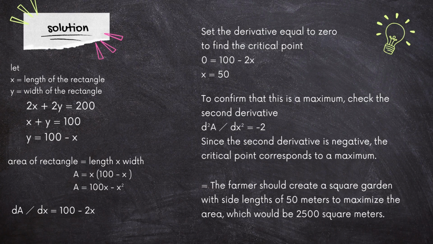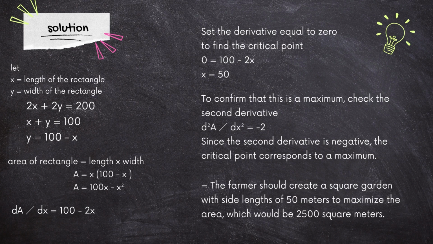So first of all, for this question, let x equal the length of the rectangle and y equal the width of the rectangle. So we get 2x plus 2y equals 200, and then we can simplify the equation. So we get x plus y equals 100. As we know, the area of a rectangle is length times width, which in our case will be x times y. Then the equation will be area equals x times, and then y will be replaced with 100 minus x. Then we get the answer 100x minus x squared.